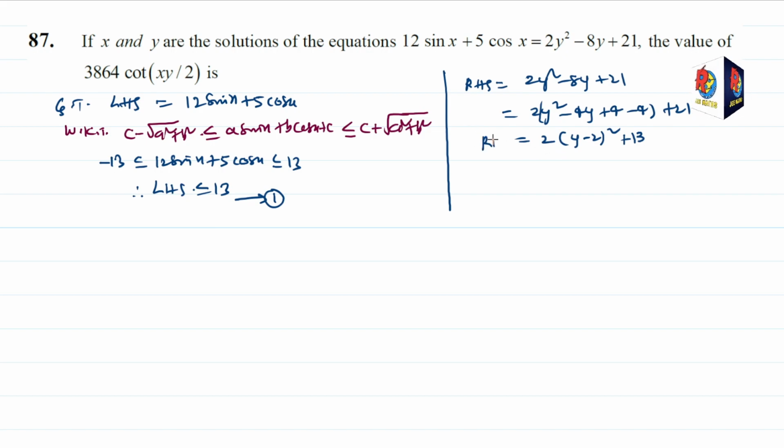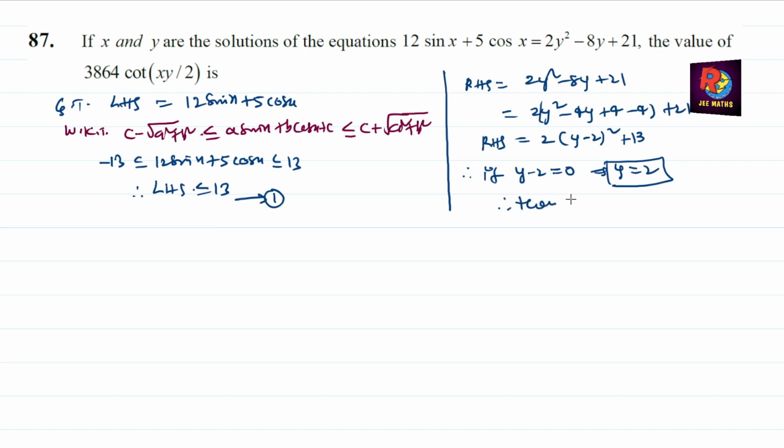This is the RHS value. But the LHS value, we already know, is less than or equal to 13. So here LHS equals RHS. Therefore, if y minus 2 equals 0, then y equals 2. If y equals 2, then the RHS value is greater than or equal to 13.